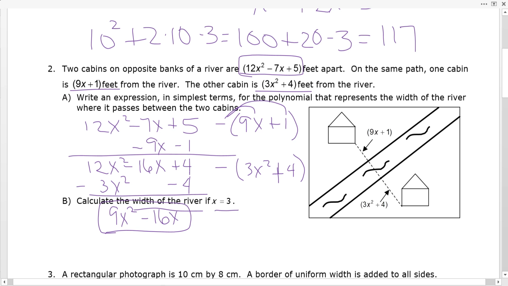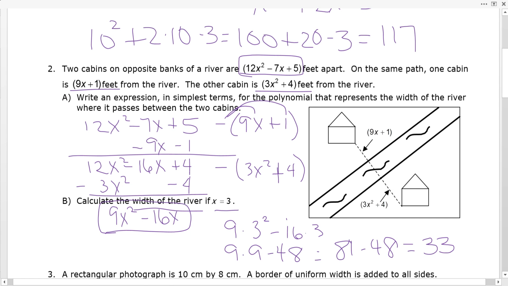And if I have x equals 3, then I'm going to have 9 times 3 squared minus 16 times 3. That'd be 9 times 9 minus 3 times 16, which is 48. So I'm going to end up with 81 minus 48. 48, 58, 68, 78, so that's 33 is going to be my answer.